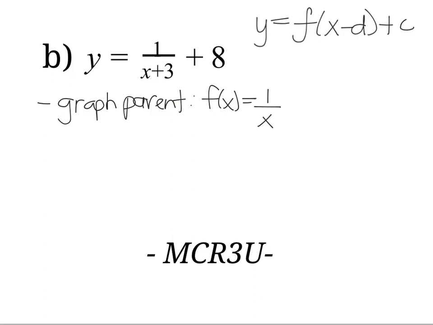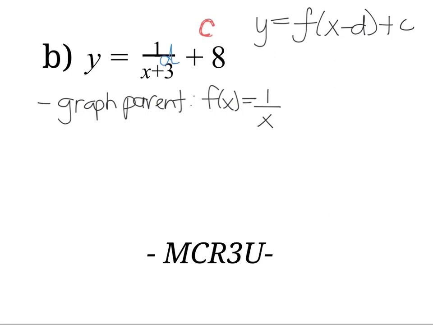So now we've got to figure out what these two values are. We have a 3 and we have an 8. Maybe it might be obvious to you that this 8 is outside of the function itself, therefore it must be our C value. So I'm going to write a little C here. And this 3 is right beside the x. It's within the function itself and it's right beside x. So this must be our D value.